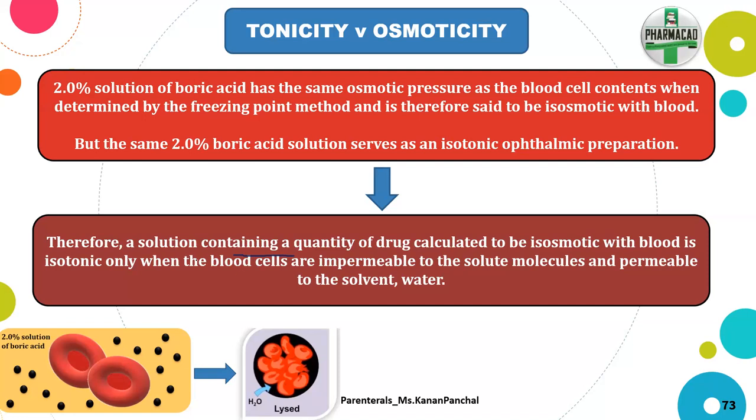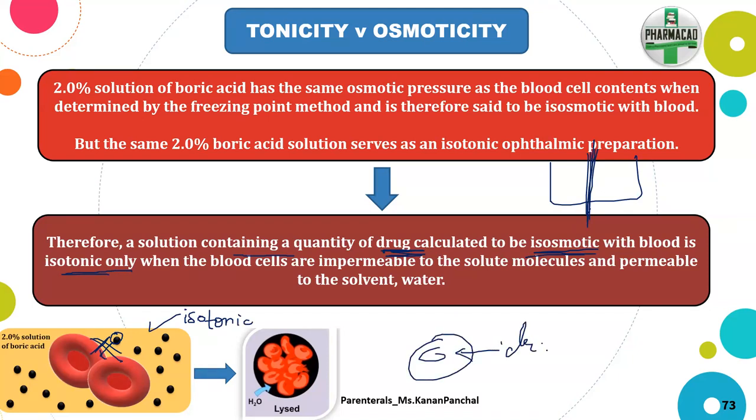the last point is that a solution containing a quantity of a drug which is calculated to be isoosmotic, meaning it is separated by a semi-permeable membrane, isoosmotic with blood, will be isotonic only when the blood cells are impermeable to the solute molecules. Meaning, if boric acid could not go inside, then it would have been isotonic. But if your drug molecules can also go inside the RBCs, then the same thing will happen, right? It won't be isotonic.